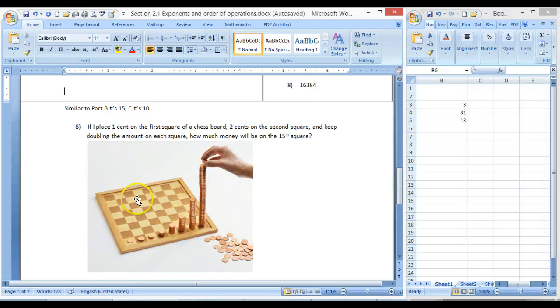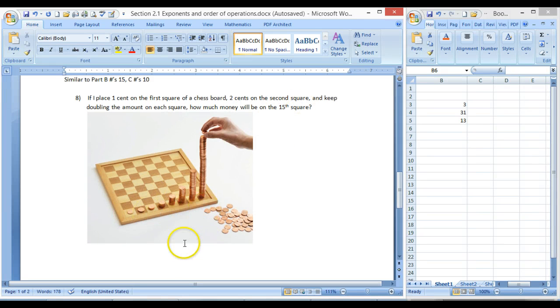So if I place 1 cent on the first square of a chessboard, 2 cents on the second square, and then I keep doubling it every square, how much money or how many cents or coins will be on the 15th square? So we could do this by hand.